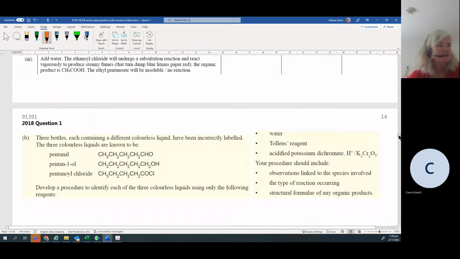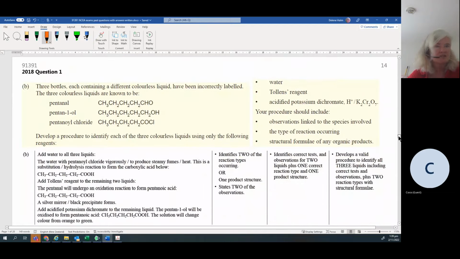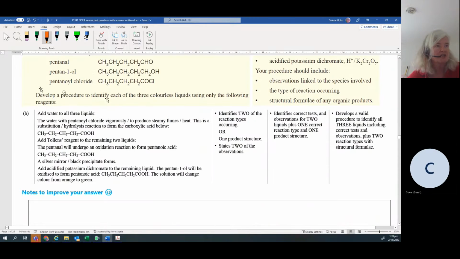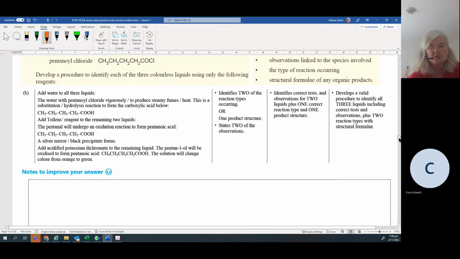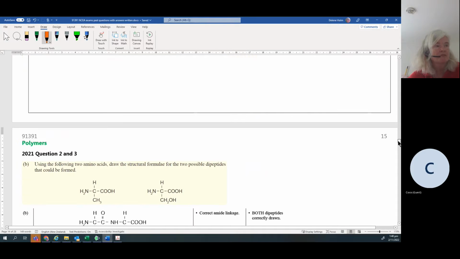Okay, so that's theirs. Now, here's some more. So it's again the procedure, and I would suggest always start with water, because anything under 5 carbons should dissolve. The ones with more than 5 don't really dissolve.